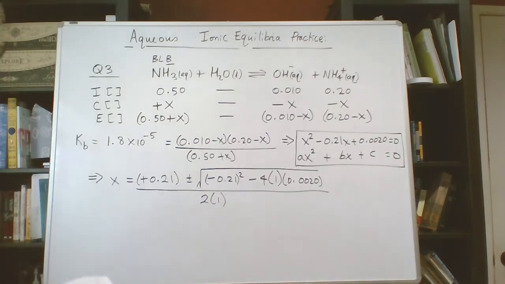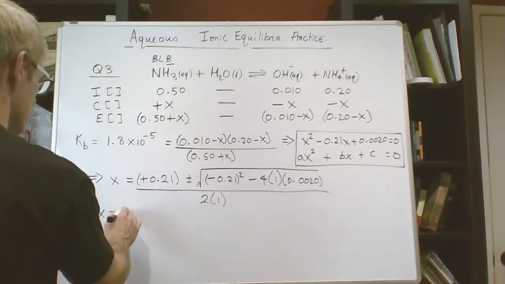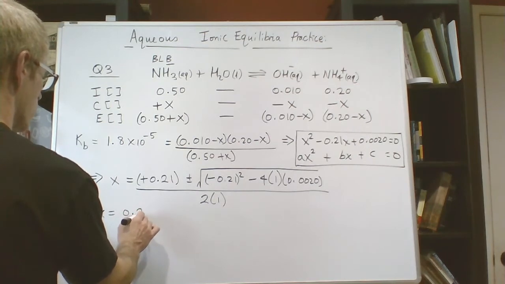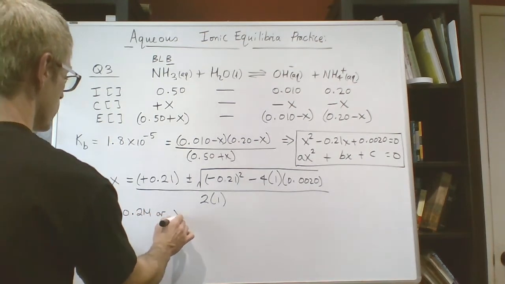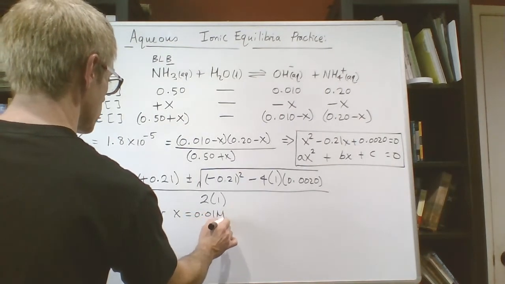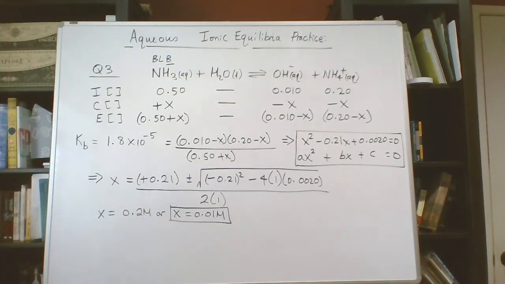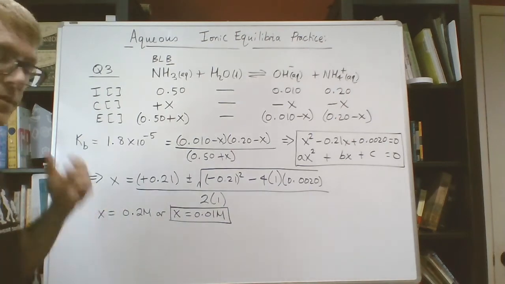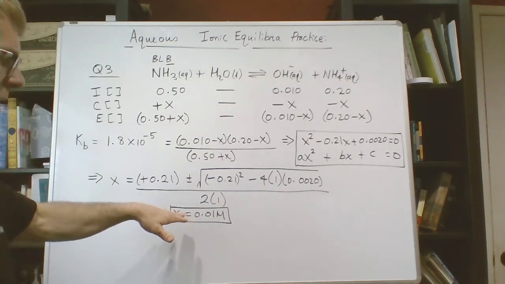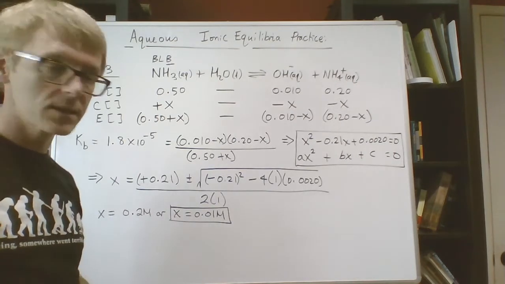The quadratic is going to give me two values, only one of which makes any sense. So x is either 0.2 molarity or x is equal to 0.01 molarity. So there are two mathematical solutions, only one physical solution that makes any sense. You can tell the correct answer, either the correct answer will be the only positive option. In this case, they're both positive.